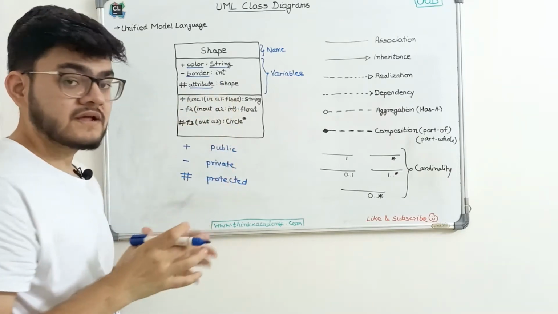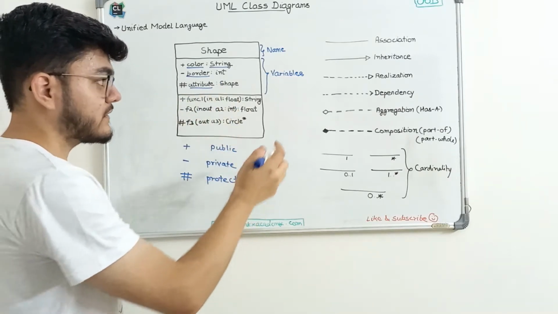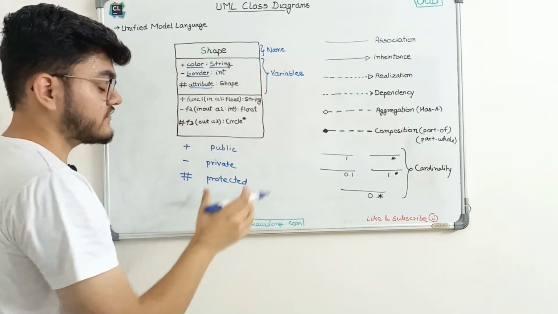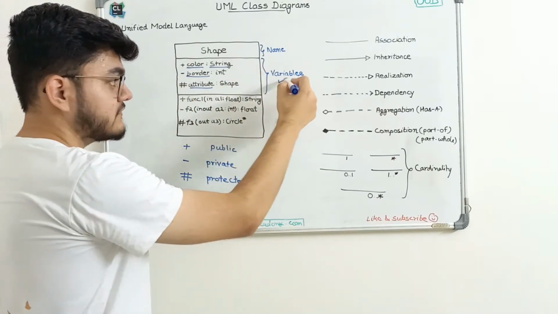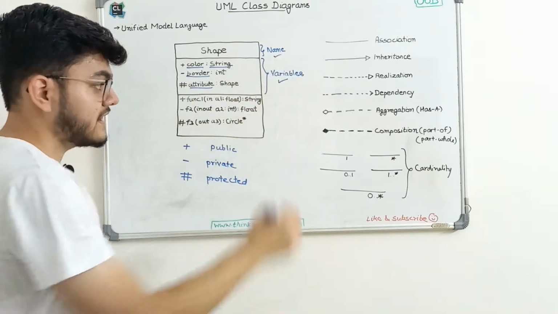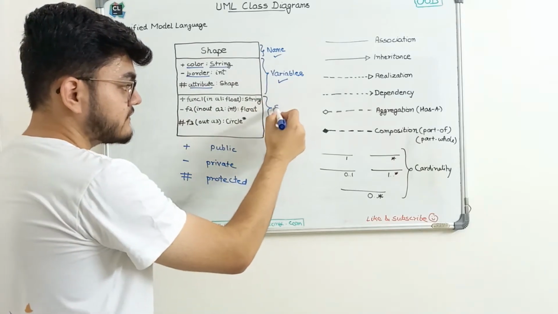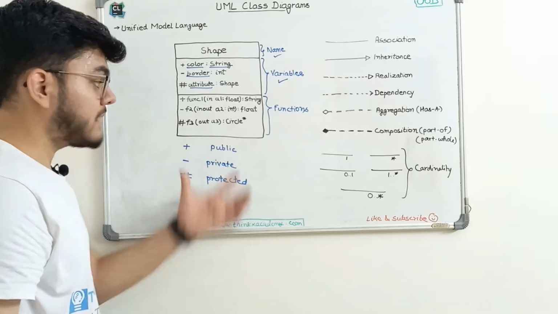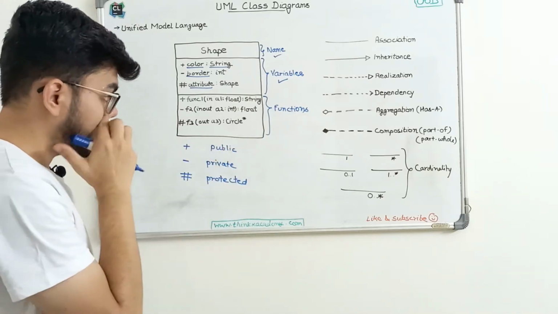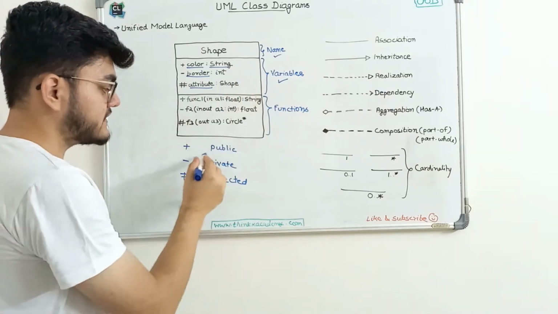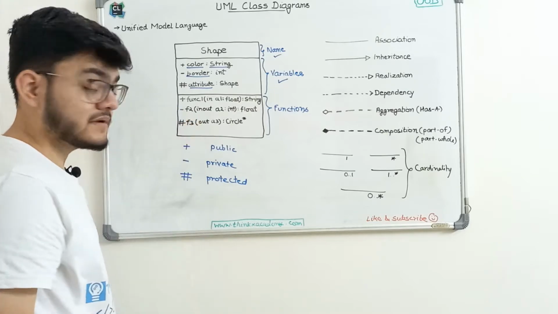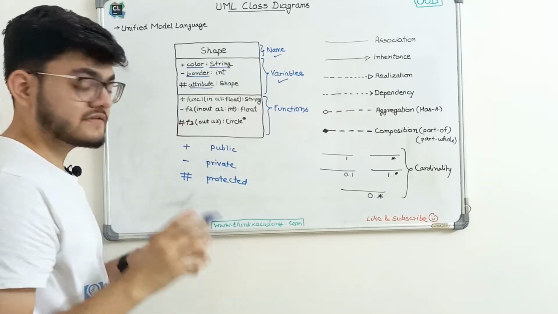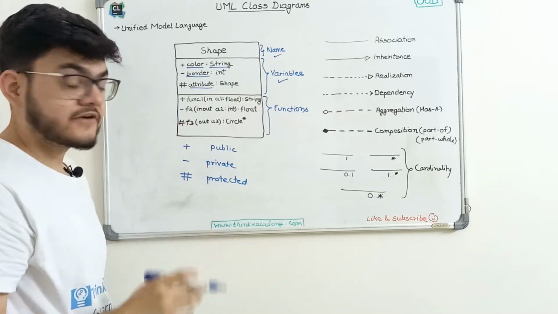Now we are understanding the simple concept that we are creating a model of the Shape class, and we are done with the variables and name of the class. The last part is obviously the functions inside of this class. All the functions go into this last partition of the model, right? Similar to the variables, we have these symbols again: plus, minus, hash. These represent whether the function is public, private, or protected, right?